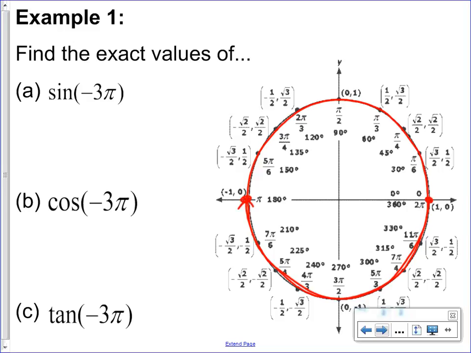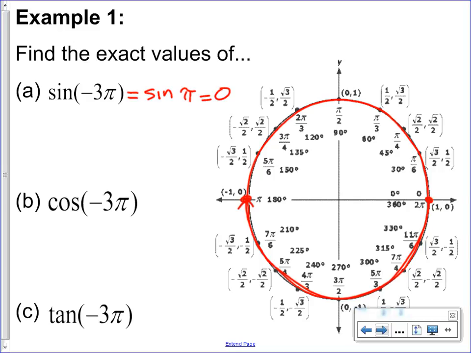So notice that sine of -3 pi is the same thing as the sine of pi, or it's at 180 degrees. What you could also do is, I usually add 360. Well, 360 is 2 pi. So you keep adding 2 pi until you get to a positive angle, and then you'd get to the sine of pi, and from that point, the sine of pi is 0.